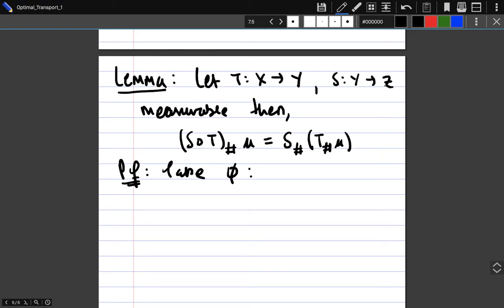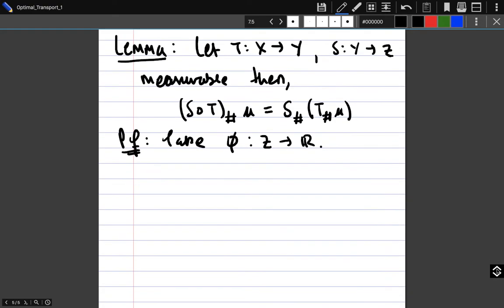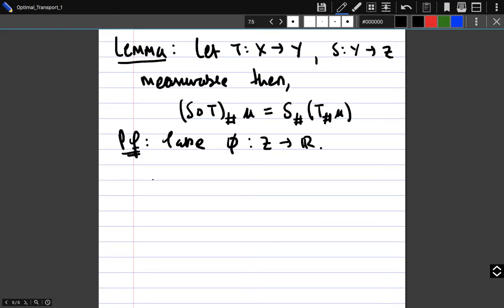We have three spaces: X, Y, and Z. So phi is a map that goes from Z to R, and then we integrate. So we integrate on the space Z. We integrate phi with respect to the measure which is formed by the composition. So you take this one, you integrate with respect to this one.